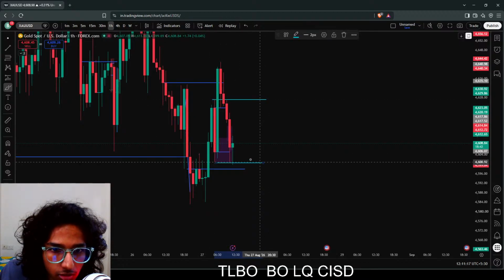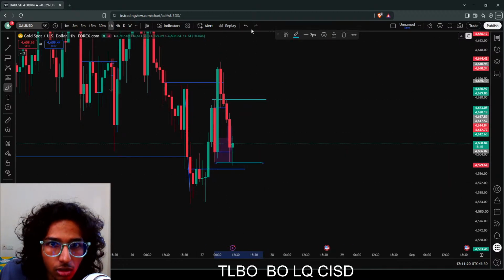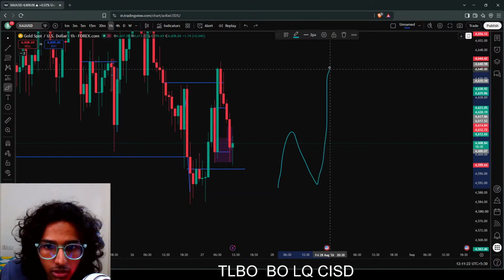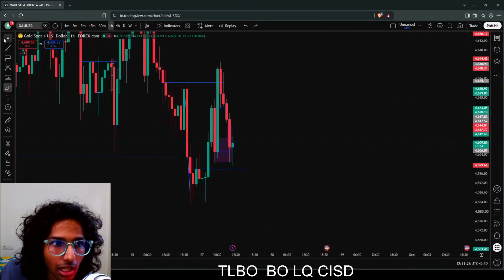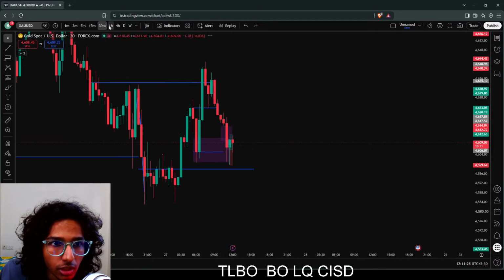This thing. Okay, I messed up. This is the structure over here, right? H1. So when the price comes, I'll go for the buys. M30 for the H1, right? This one is H1. Okay.